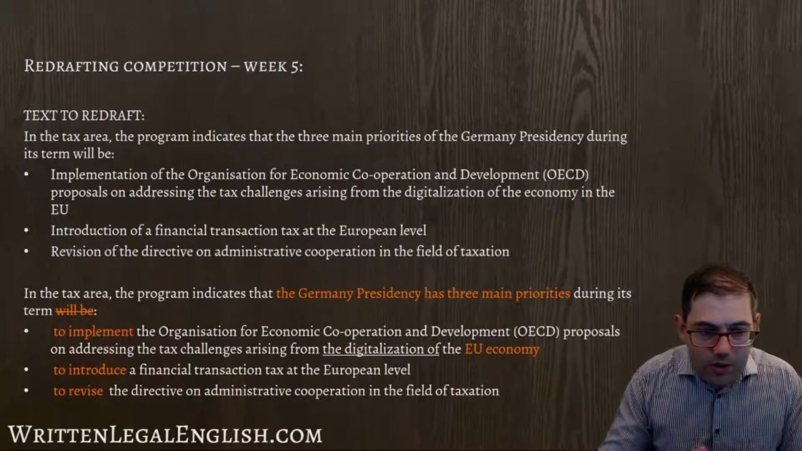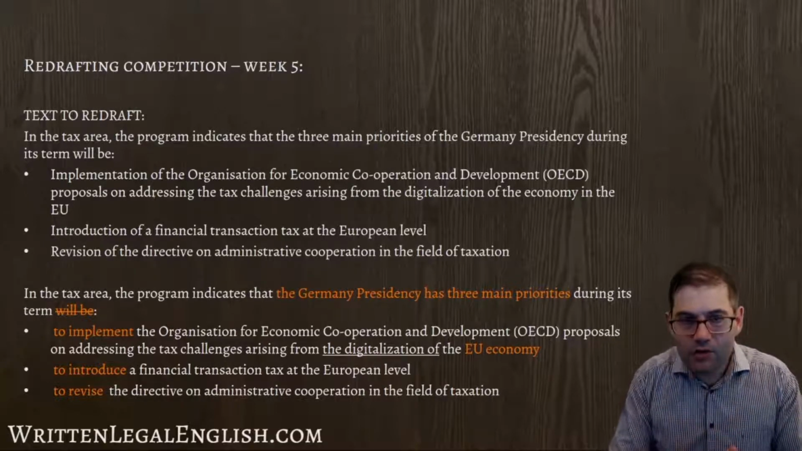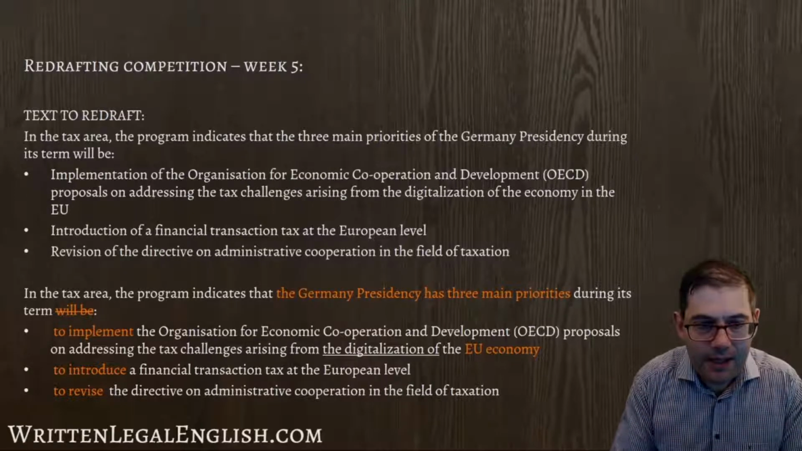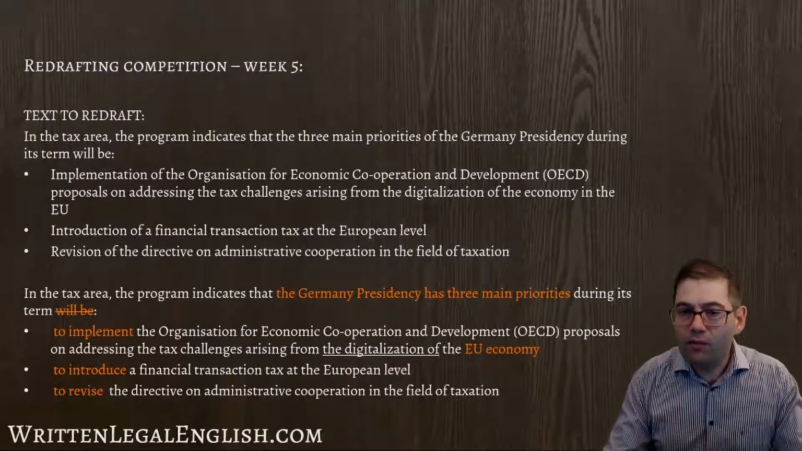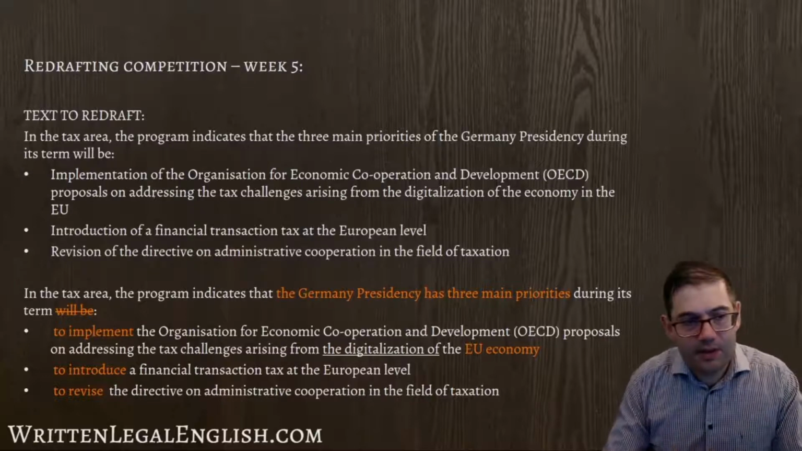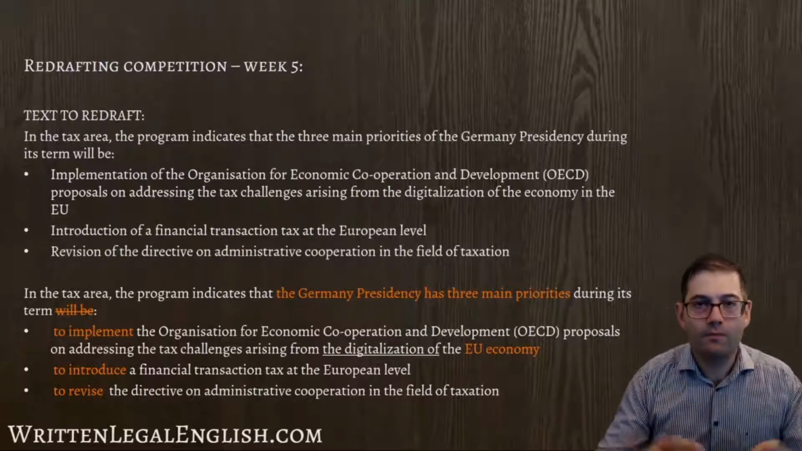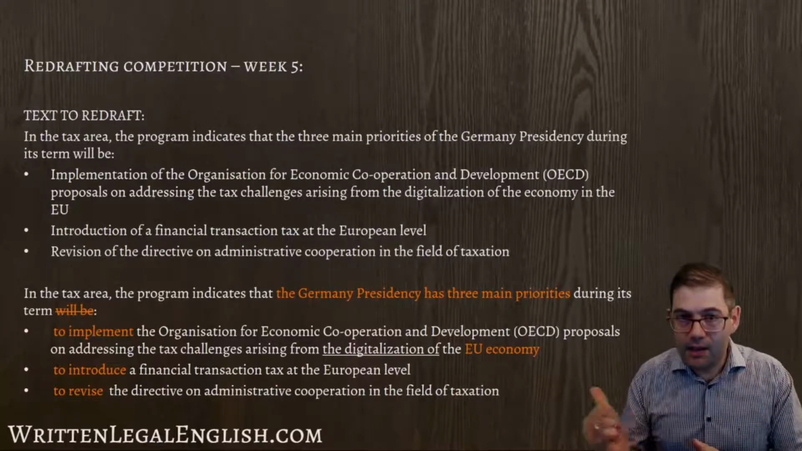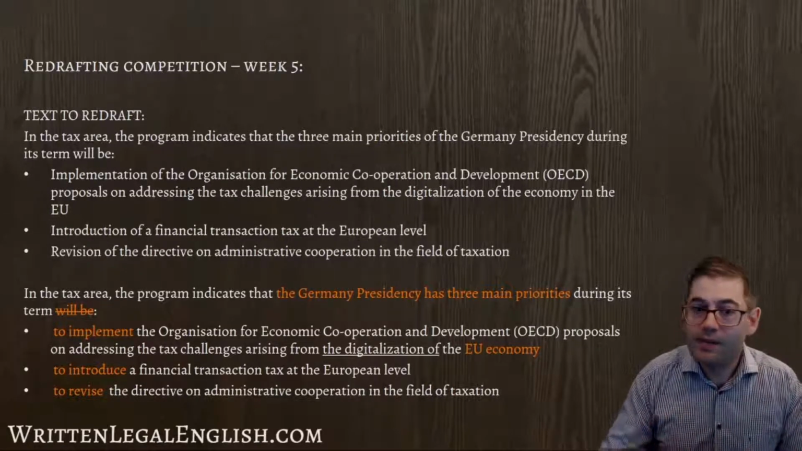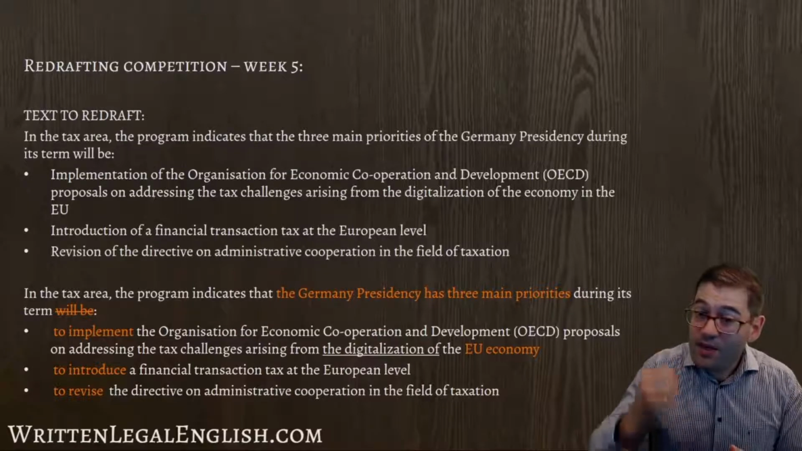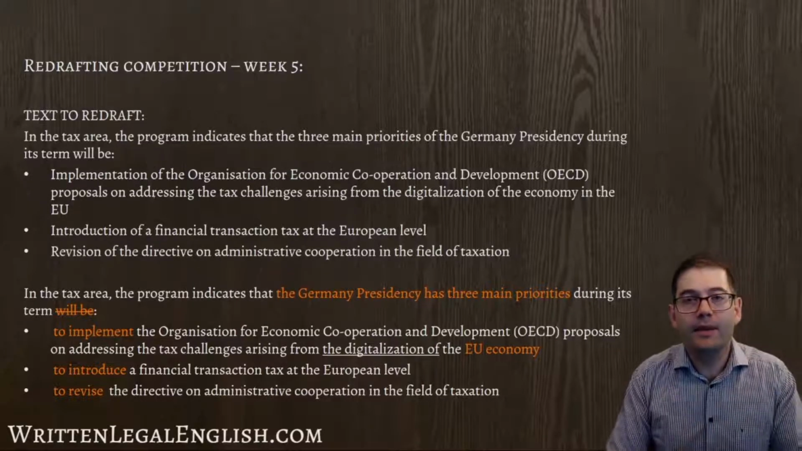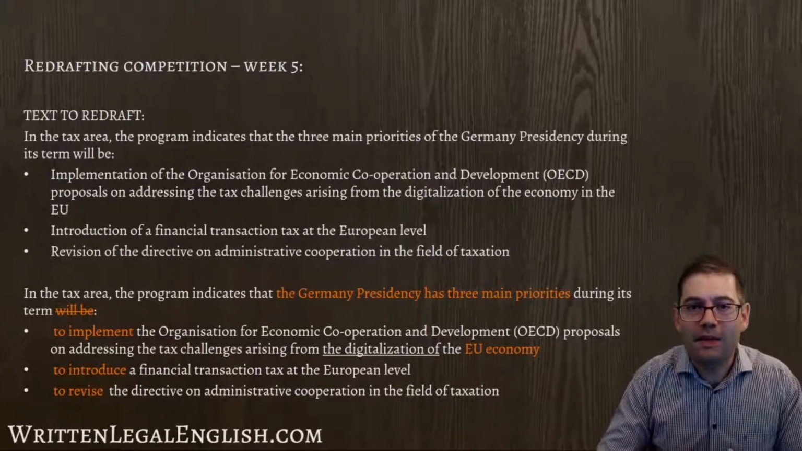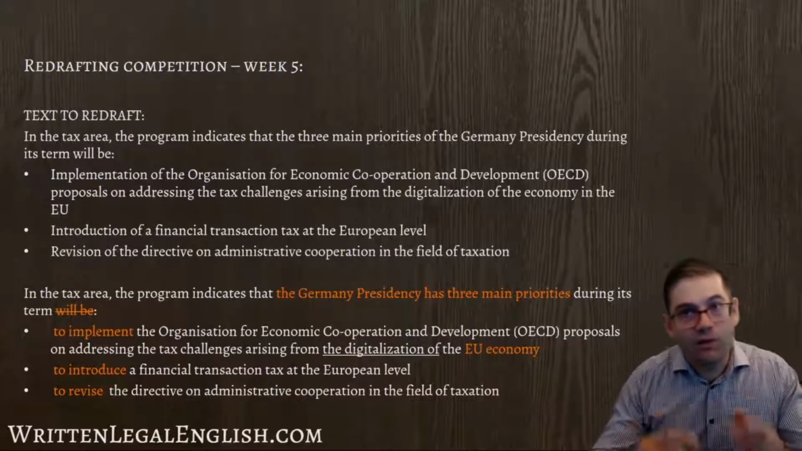So what else could we do? Well, I tweaked that introductory sentence a little bit because, if you have a look at the original text, it says the programme indicates that the 3 main priorities of the German presidency during its term will be. If we get rid of that and we say, as I've suggested here, the programme indicates the German presidency has 3 main priorities, then I'm using much stronger language. Has 3 main priorities, not priorities of the German presidency.